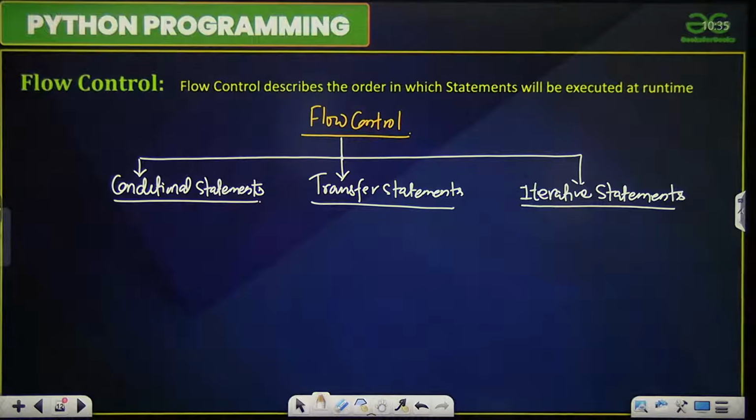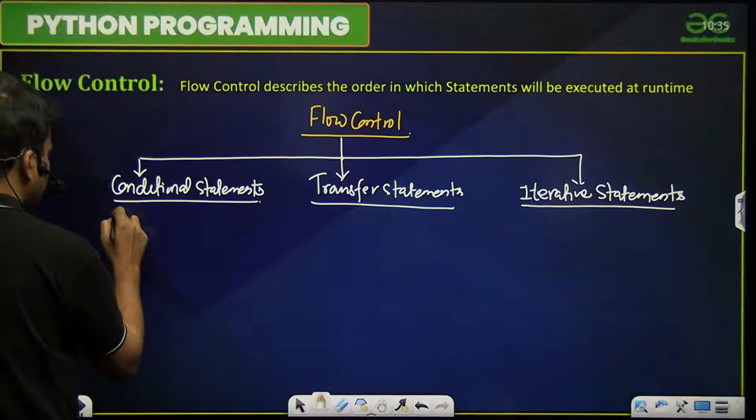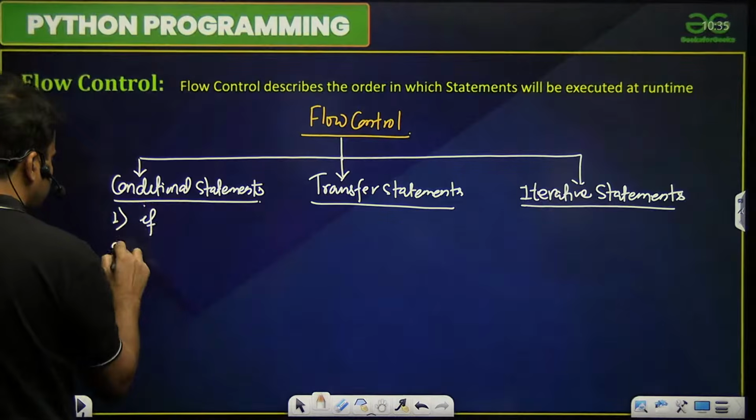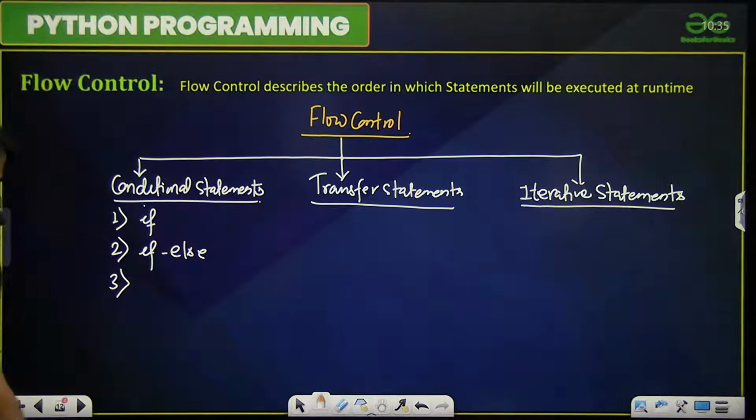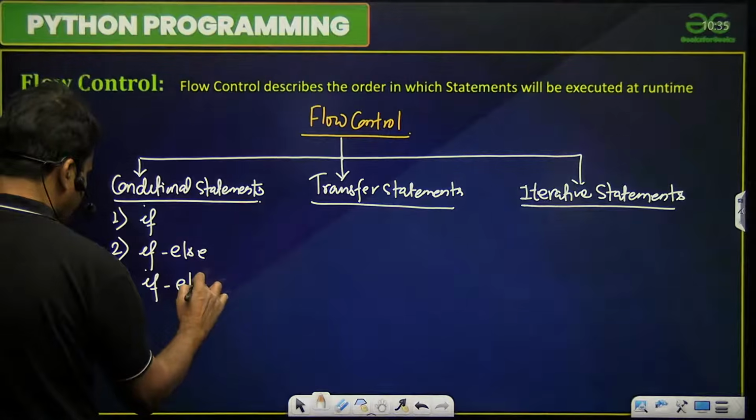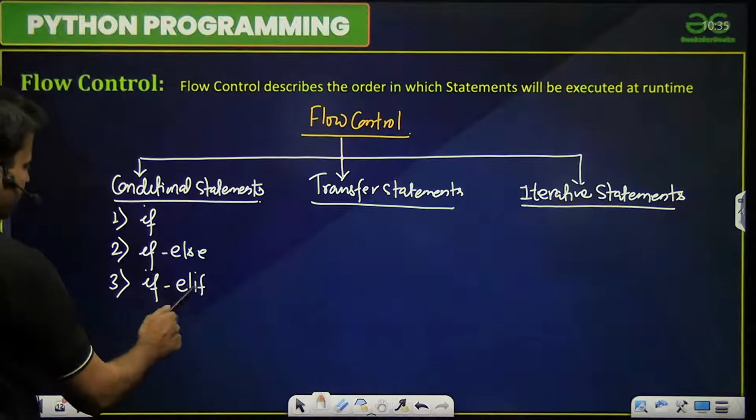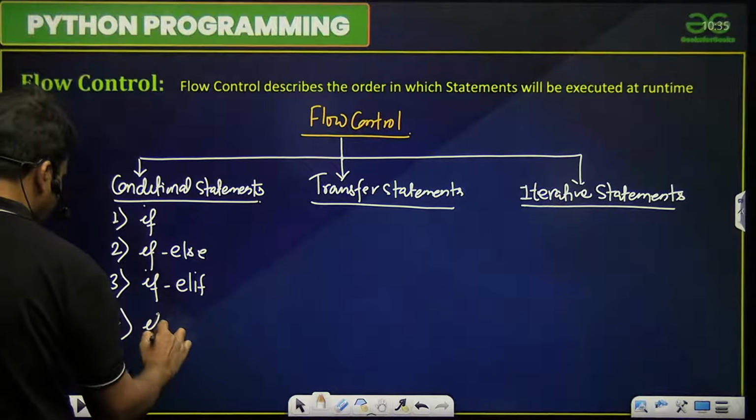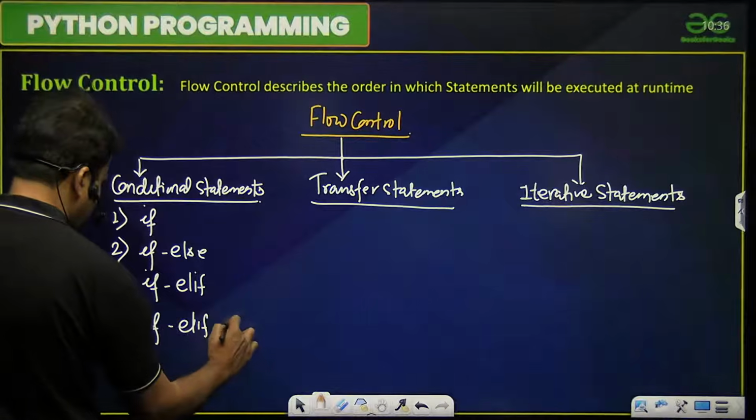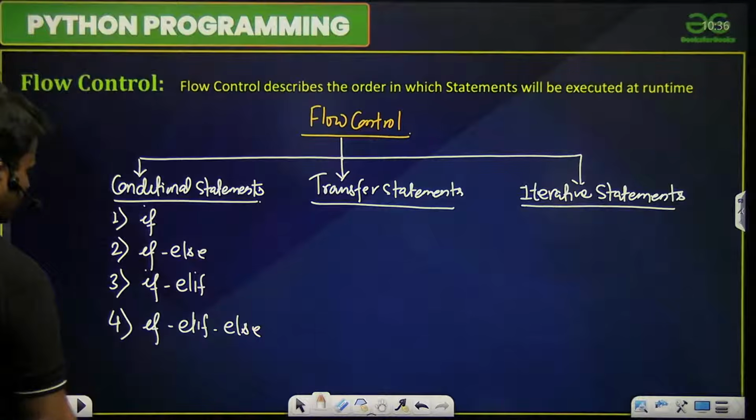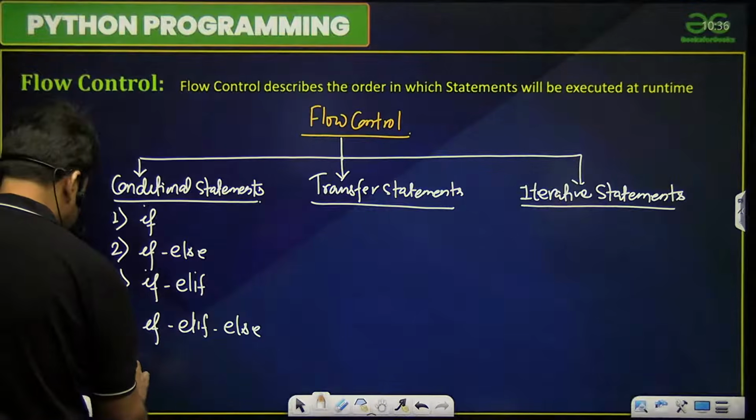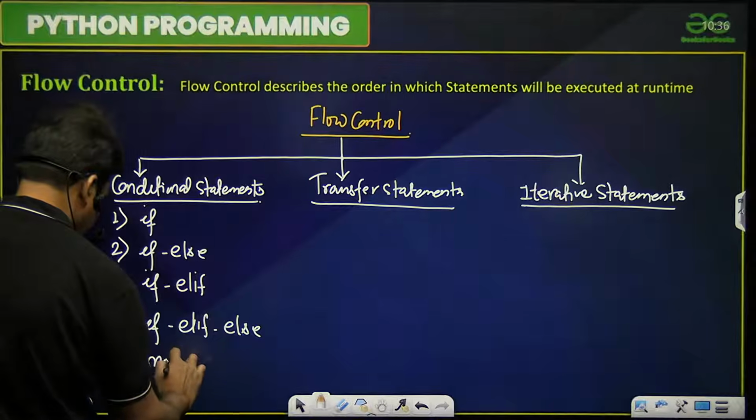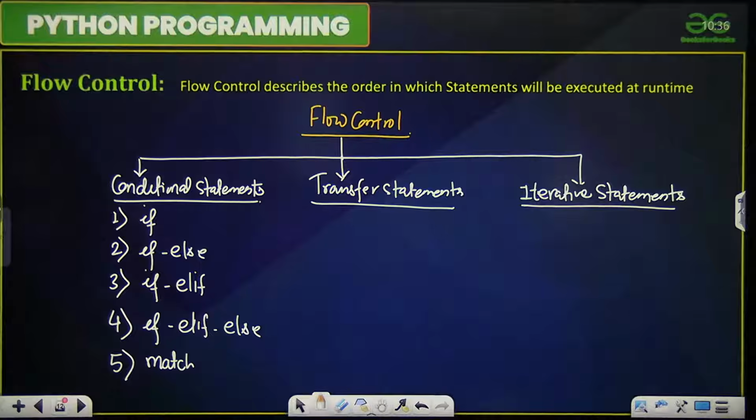Sir, in conditional statements, we will discuss first if. Second, we'll discuss if else. And third, we'll discuss if elif. This is the shortcut form of else if, right, student? Fourth, if elif else. And fifth is the match condition. So these are the conditional statements.